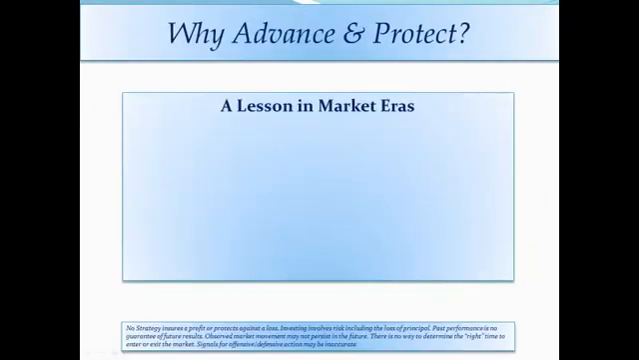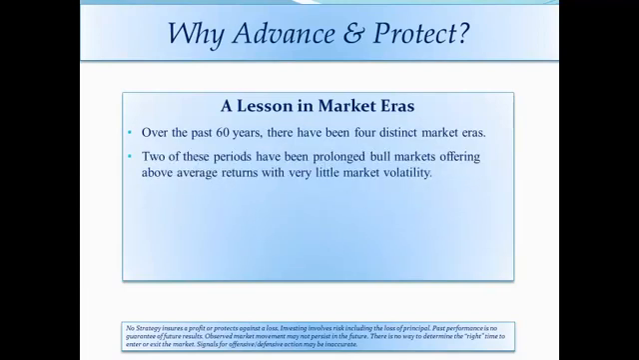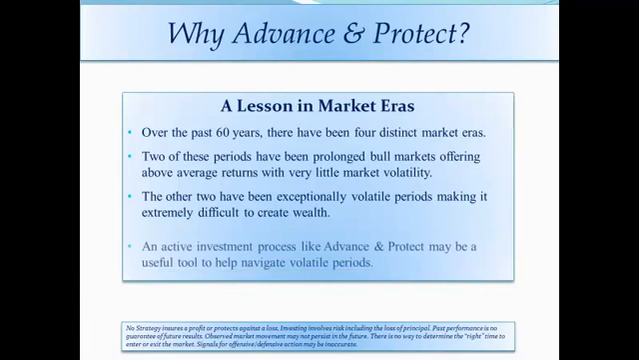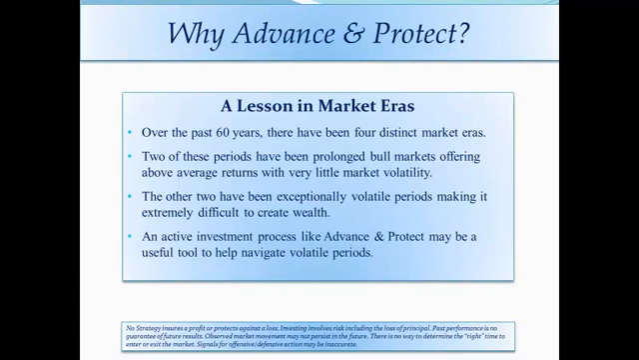So why use Advance and Protect now? To answer this, let's first take a look at where the market has been. Over the past 60 years, there have been 4 distinct market eras or cycles. 2 of these cycles have been prolonged bull markets offering above average returns with very little volatility. The other 2 have been sideways markets in periods of high volatility, making it very difficult to create wealth. An active investment process like Advance and Protect may be useful in navigating these volatile periods.